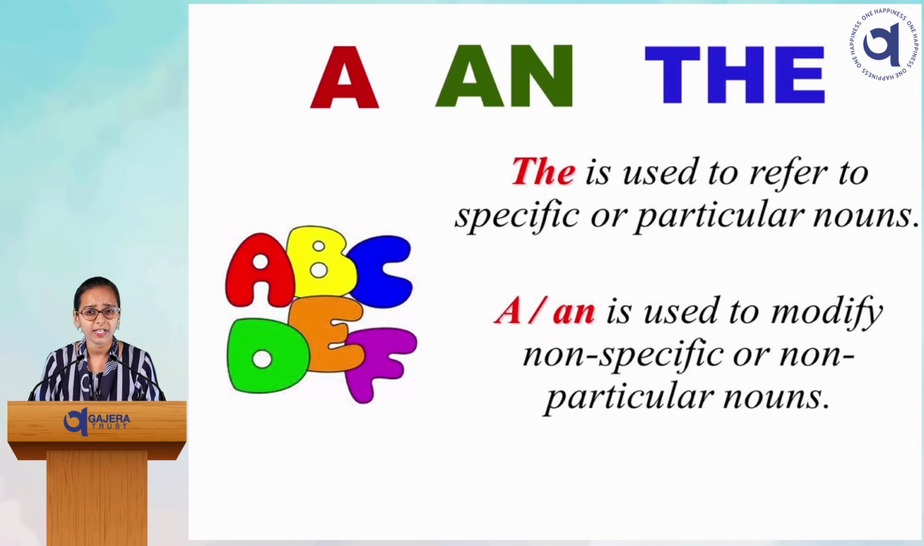What are definite and indefinite articles? The is used to refer to specific or particular nouns. Definite article means we have to use the before particular nouns. And what is indefinite? Non-particular nouns. That is, A and An we have to use before non-particular nouns.